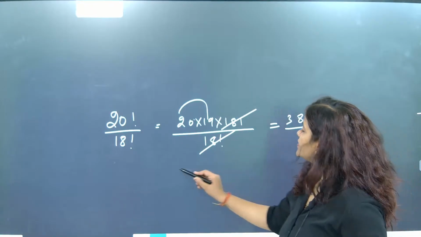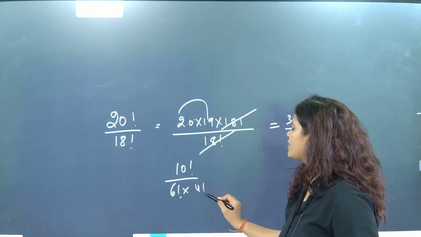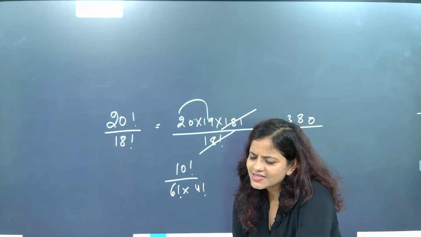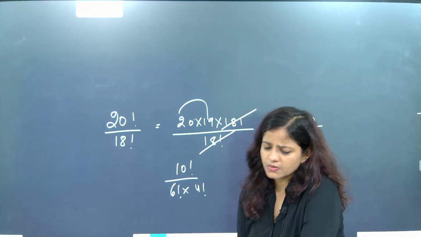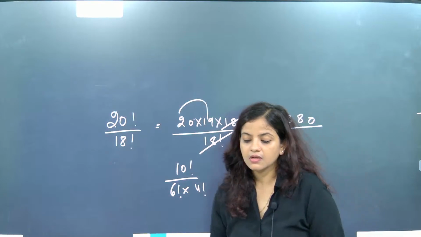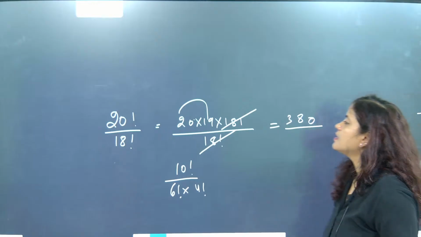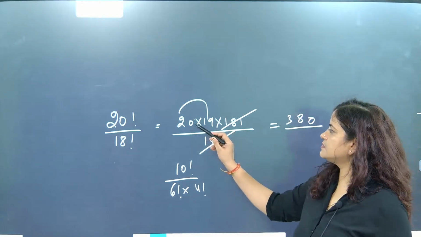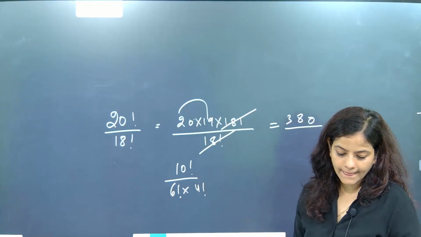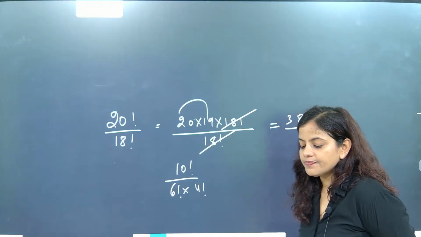Now if this question is coming, 10 factorial by 6 factorial into 4 factorial, come on, solve this question please. 1973 is not the answer. Come on, go for this. Solve this question. We are going to cancel it. How to solve this question? Come on, solve.